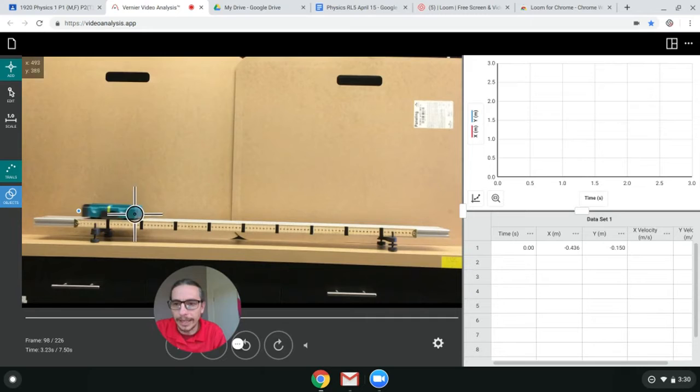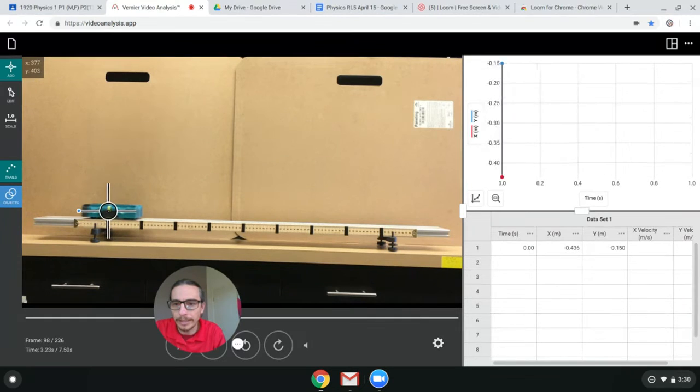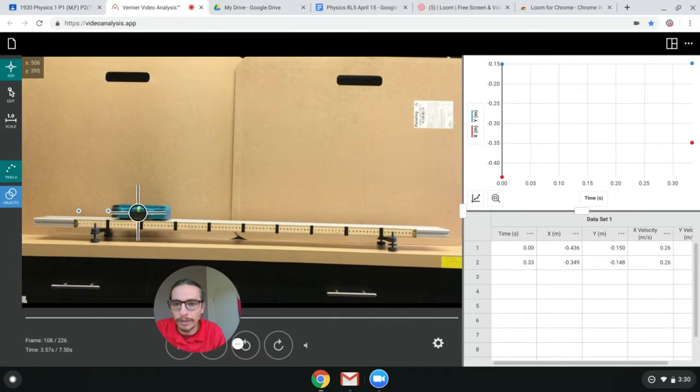If I click on that, it automatically moves forward. I just click on the same exact spot over and over again as I find it.